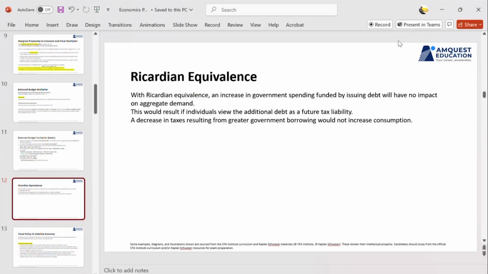Okay. So there's a Ricardian equivalence theory. What does that say? Now this is interesting. The Ricardian equivalence theory tells us that all this spending does not necessarily work. He's saying that if there is an increase in government spending, and obviously that's funded by issuing debt, because how does the government get the money to spend? They'll have to get it by borrowing. So this will have no impact on the aggregate demand.